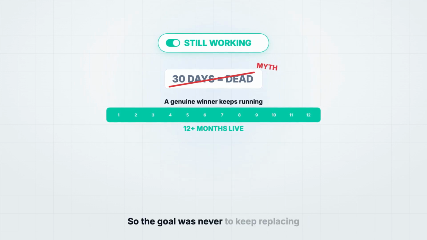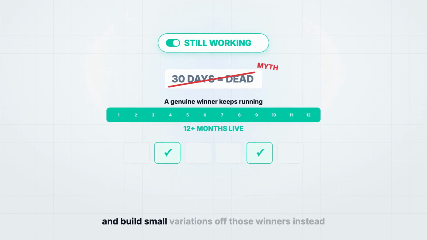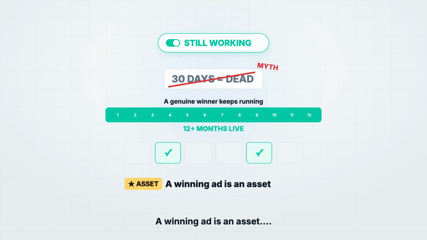So the goal was never to keep replacing ads. The goal is to find the few that truly work, leave them alone to keep running, and build small variations off those winners instead of starting from zero every week. A winning ad is an asset. You protect it. You scale it slowly. You don't kill it because the calendar says 30 days. The losers, you cut on a clear rule. The winners, you keep for as long as they keep paying.